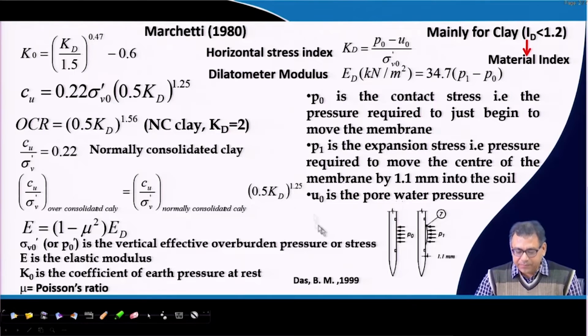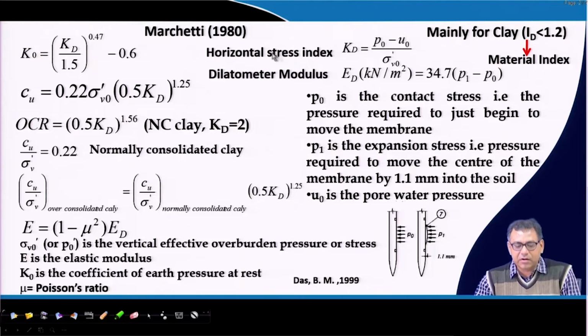So, P0 is the pressure required just to begin the membrane to move. That is our A reading, and P1 is the expansion stress, that is the pressure required to move the center of the membrane by 1.1 millimeter into the soil. That means P1 is the pressure we measure where the membrane center will deform by 1.1 millimeter into the soil, and U0 is the pore water pressure. So, it is clear what is P0 and P1. P0 is the pressure required to just begin to move the membrane, and P1 is the pressure required to move the center of the membrane by 1.1 millimeter into the soil. Once I get P0, P1 and U0, I can calculate and get different properties.